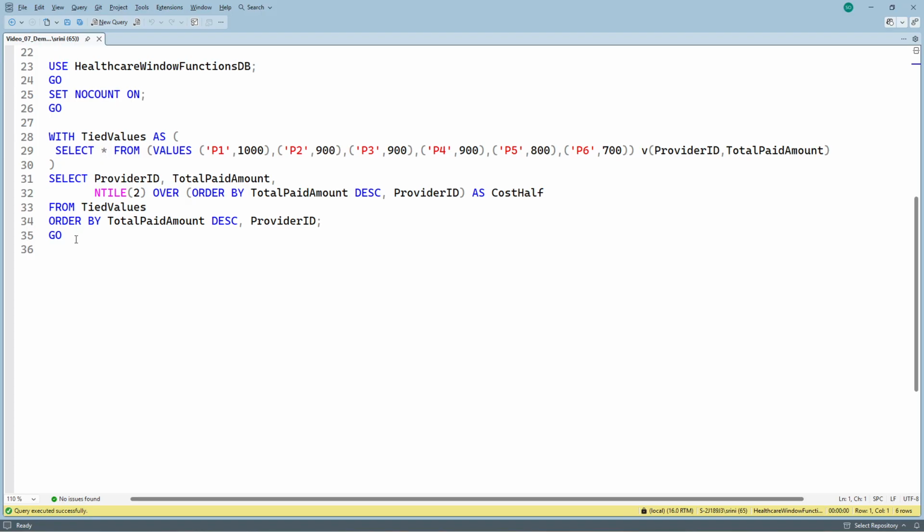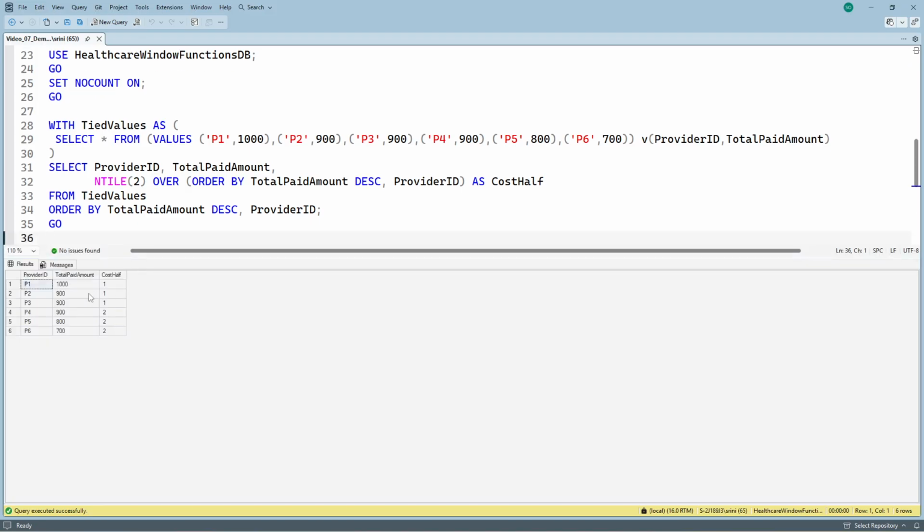Suppose several providers have exactly the same paid amount. Does ntile promise that tied values stay together? No. Ntile is trying to balance the row counts. If a bucket boundary lands in the middle of tied rows, equal values can land in two different buckets. Provider ID is included only to make the assignment reproducible. If identical values must always stay in the same segment, ntile may not be the right tool by itself.